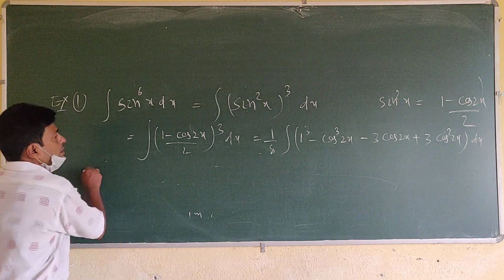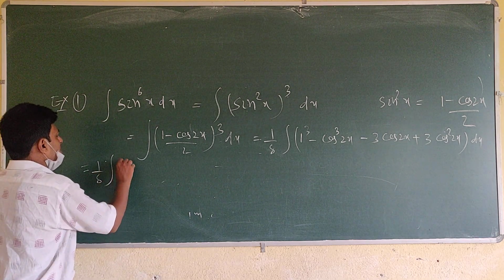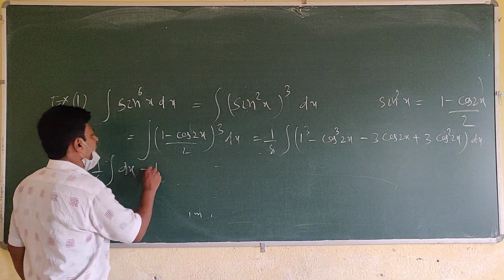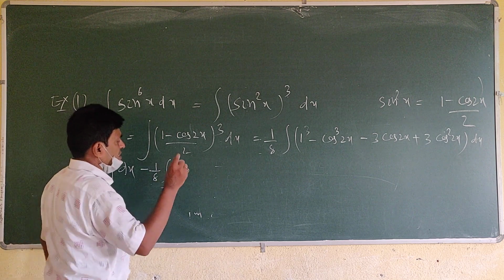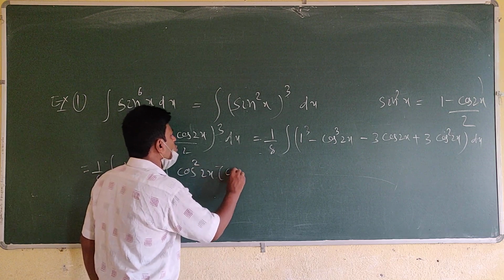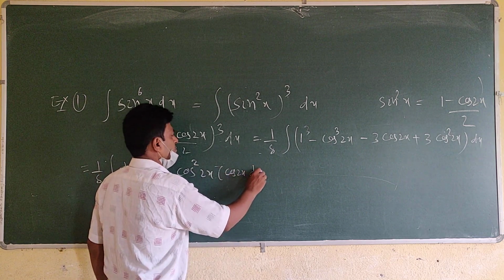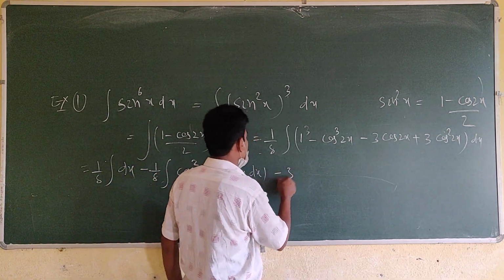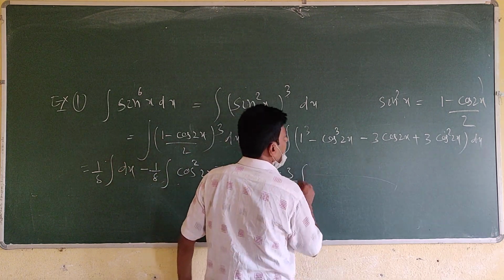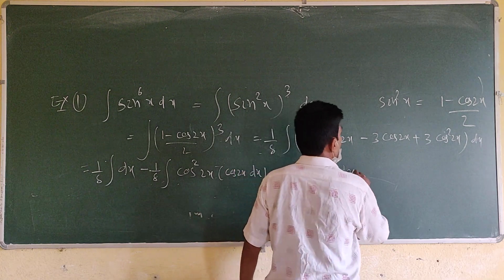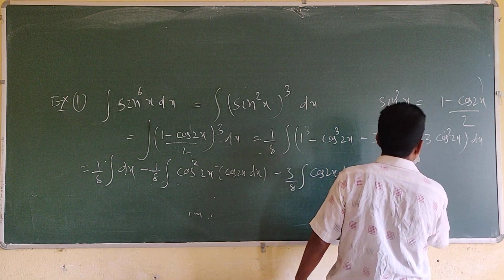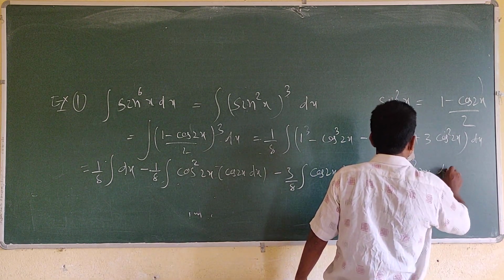I have solved this problem. 1/8 integration of dx, minus 1/8 cos 2x. You can factorize cos 2x into cos square 2x times cos 2x dx, minus 3. Taking 3/8 outside, the equation becomes 3/8 integration of cos 2x dx, plus 3 taking outside 3/8, 1/8 multiplied, that is cos square 2x dx.